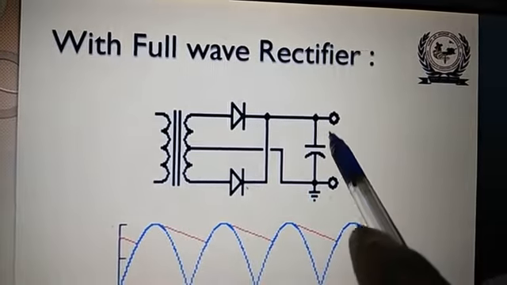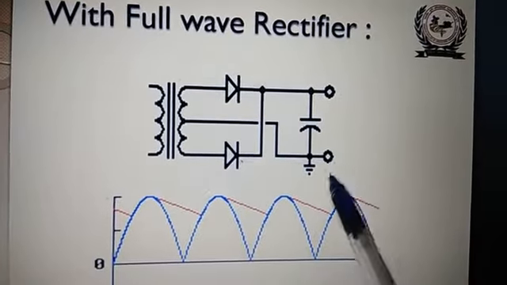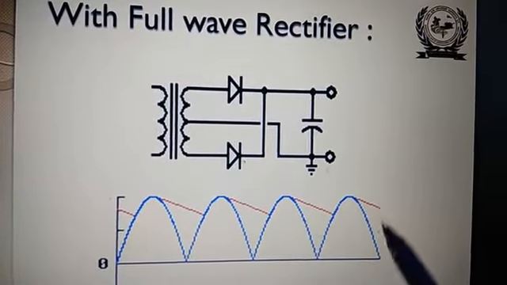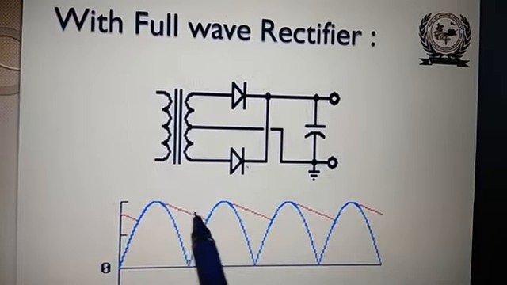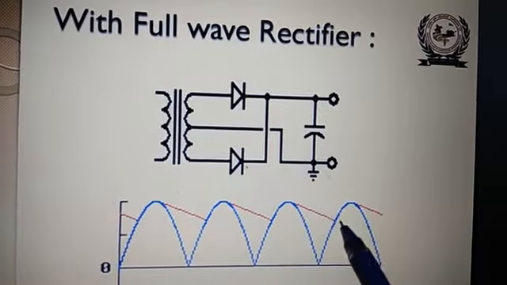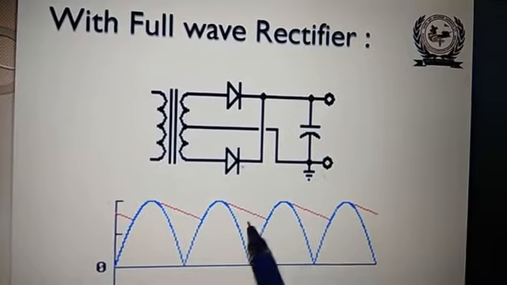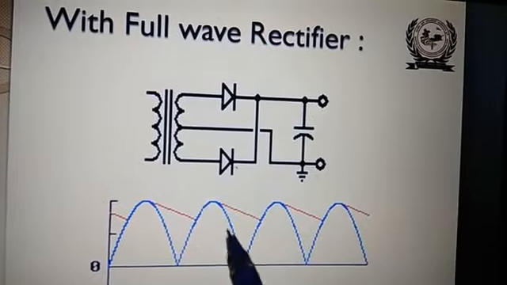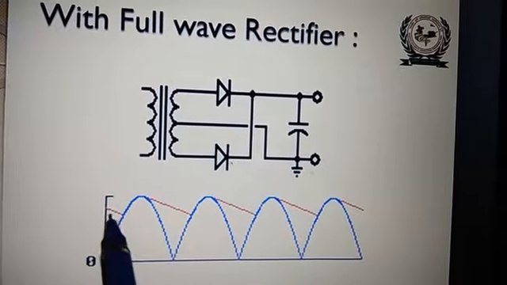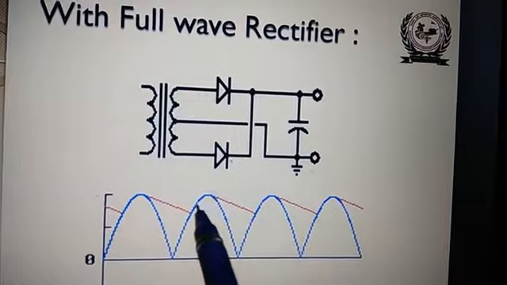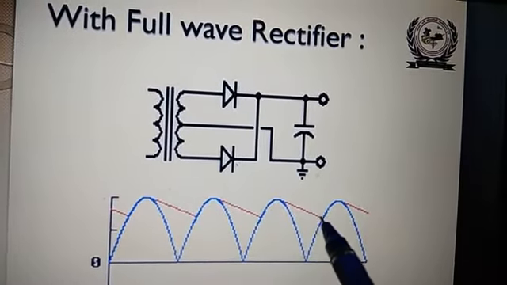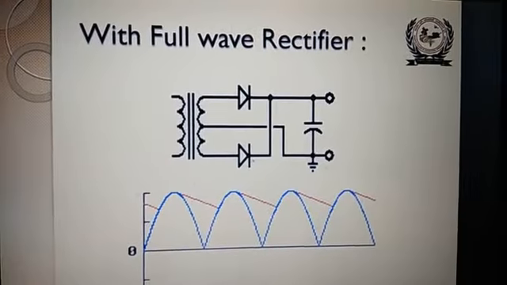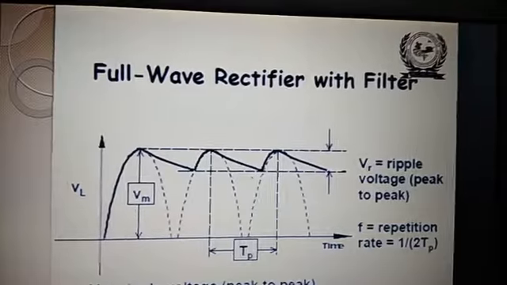The capacitor filter is connected. You can connect the load here, resistance can also be connected. This is the rectifier output shown in blue, and this red is the output of the capacitor filter after connecting the capacitor. So what will happen? The maximum AC component will be removed and you will get a very small amount of ripple in this output. So the average DC value will be increased using this capacitor.